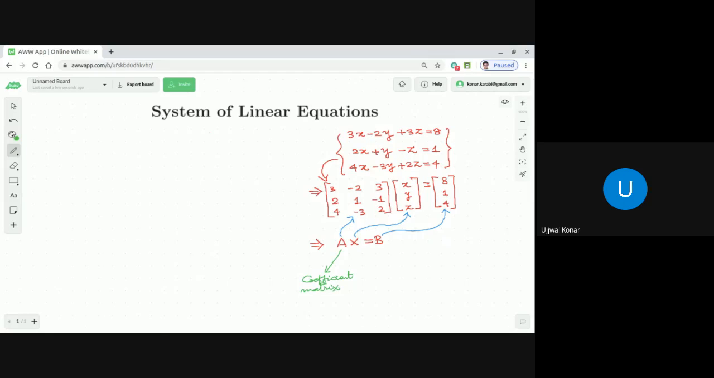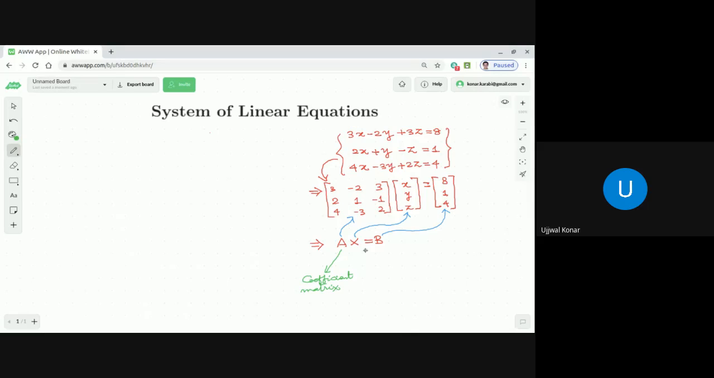Think about the first equation: 3x minus 2y plus 3z equal to 8. What are the coefficients of x, y, and z in this first equation? It is 3, minus 2, and 3. And that's what we have written here: 3, minus 2, and 3. In a similar manner, in the other two rows, we have written the coefficients of x, y, z of the other two equations. Hence, the matrix A is known as the coefficient matrix.